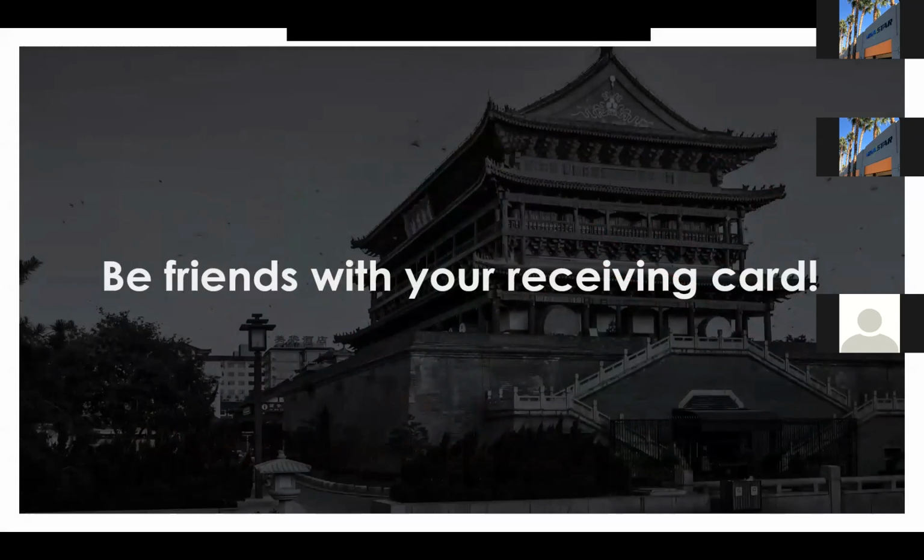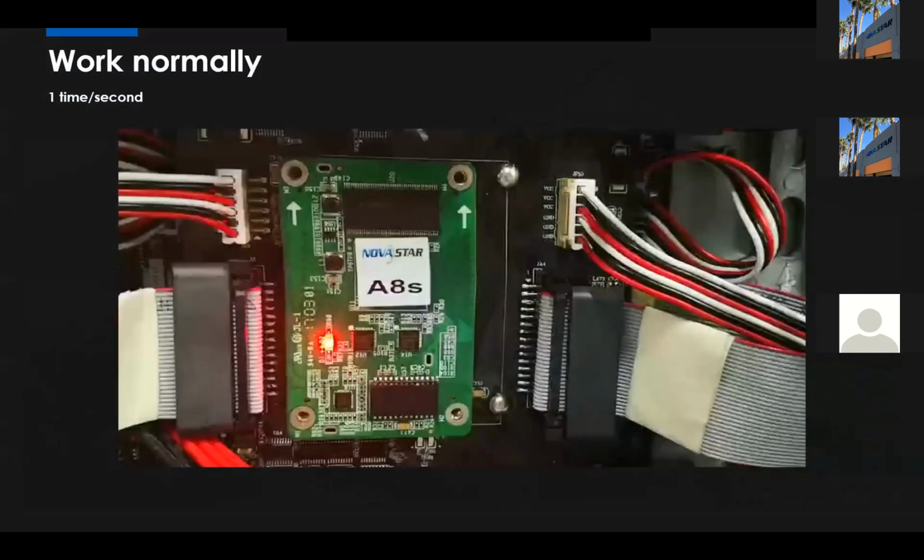All right. Let's say be friends with your receiving card. So we need to know the status. Let's say the left top corner. The first situation is working normally. The receiving card is working normally. The green indicator flashes once per second, indicating that the receiving card works in a normal status. And next part.